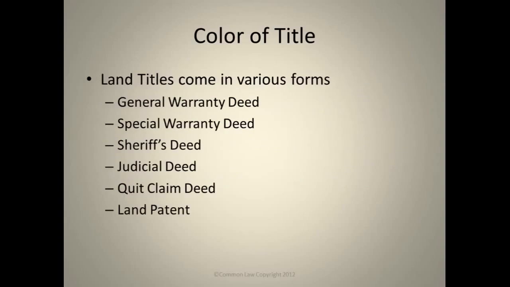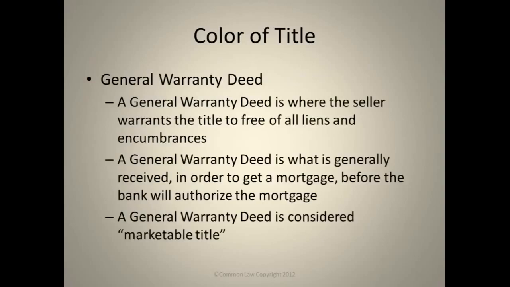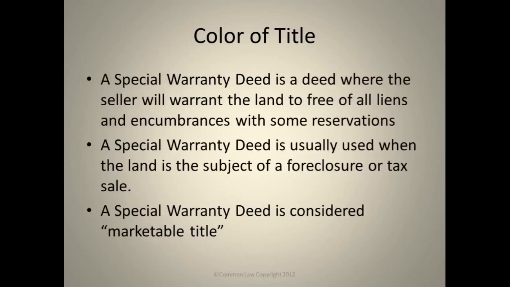Land titles come in various forms: general warranty deeds, special warranty deeds, sheriff's deeds, judicial deeds, quitclaim deeds, land patents. A general warranty deed is where the seller warrants the title to be free of all liens and encumbrances. A general warranty deed is generally what's received in order to get a mortgage before the bank will authorize the mortgage. A general warranty deed is considered to be marketable title.